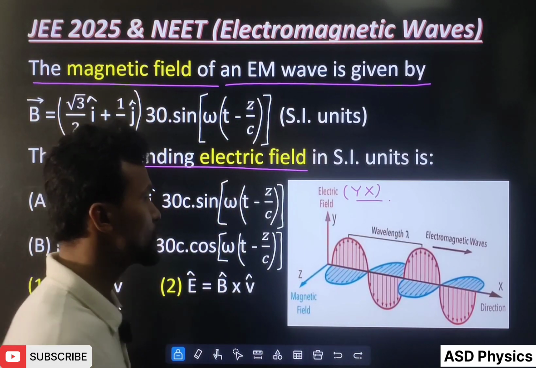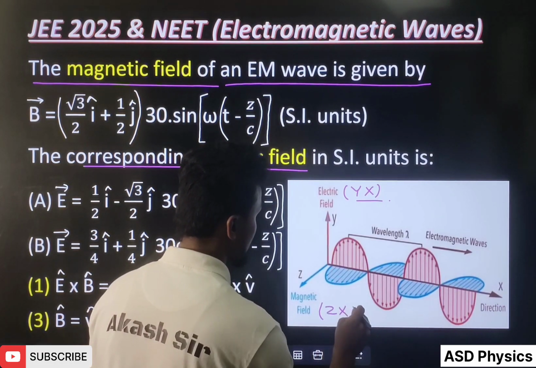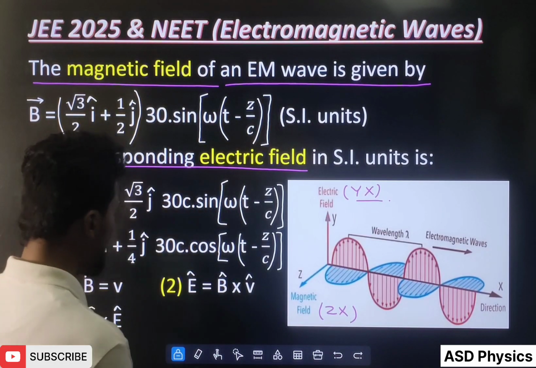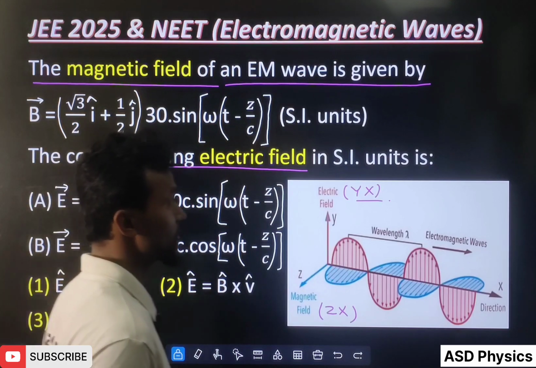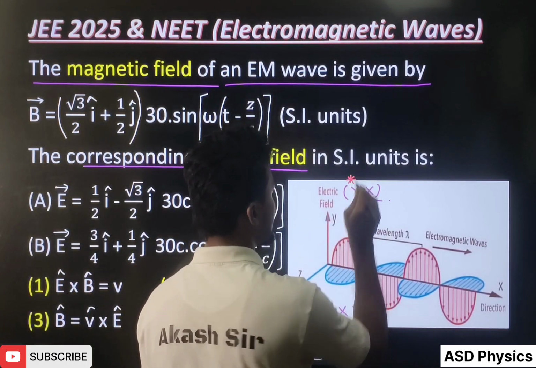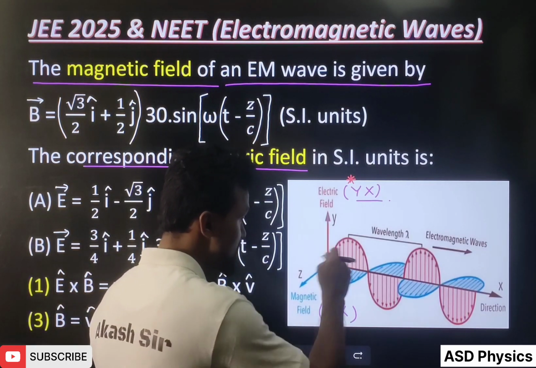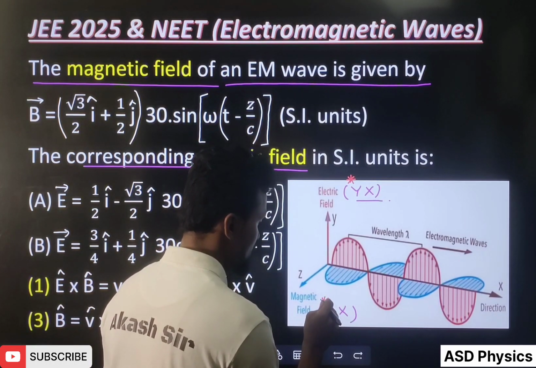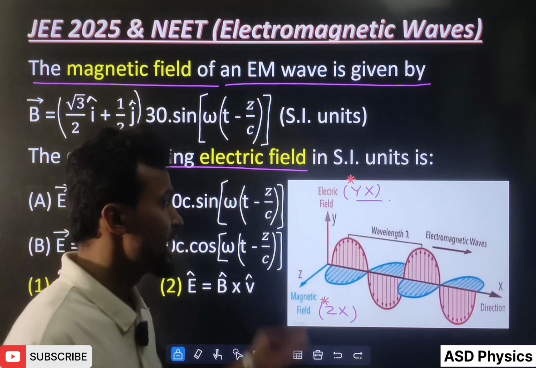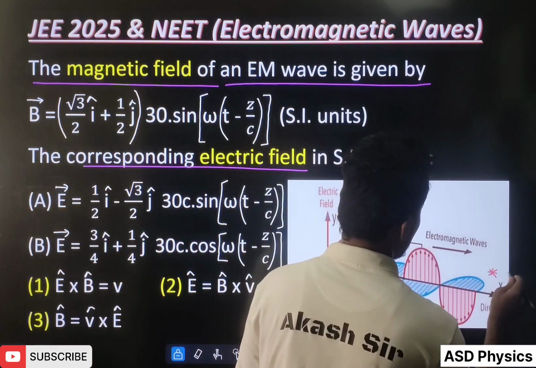Similarly, the magnetic field is oscillating in the ZX plane. Now the amplitude of the electric field is in which direction? Y direction. See, I put the star sign on the Y. And the amplitude of the magnetic field is in the Z direction, so I have put the star on the Z. And the wave is propagating along the X direction.